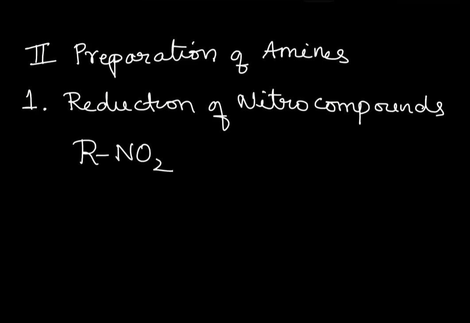Here, the nitrogen atom should attach to the alkyl group. If oxygen is attached to the alkyl group, it is called alkyl nitrates. But in nitro compounds, nitrogen is attached to the alkyl group. These compounds on reduction, what is done by reduction? Addition of hydrogen.